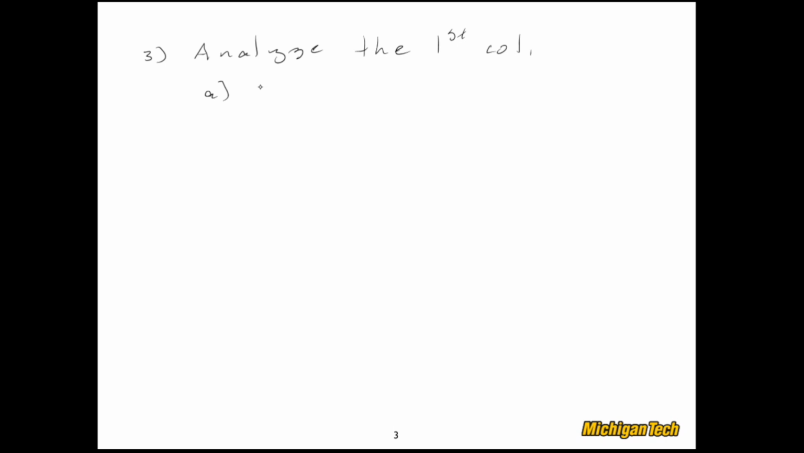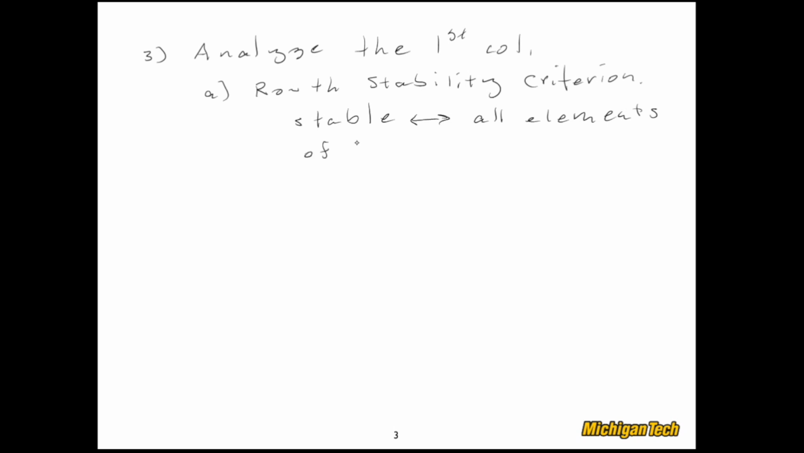And we have the Routh stability criterion, which goes like this. So your system, your characteristic equation, is stable if and only if all the elements of that first column have the same sign. So I'll just abbreviate that description like this. Stability: all elements of the first column have the same sign.